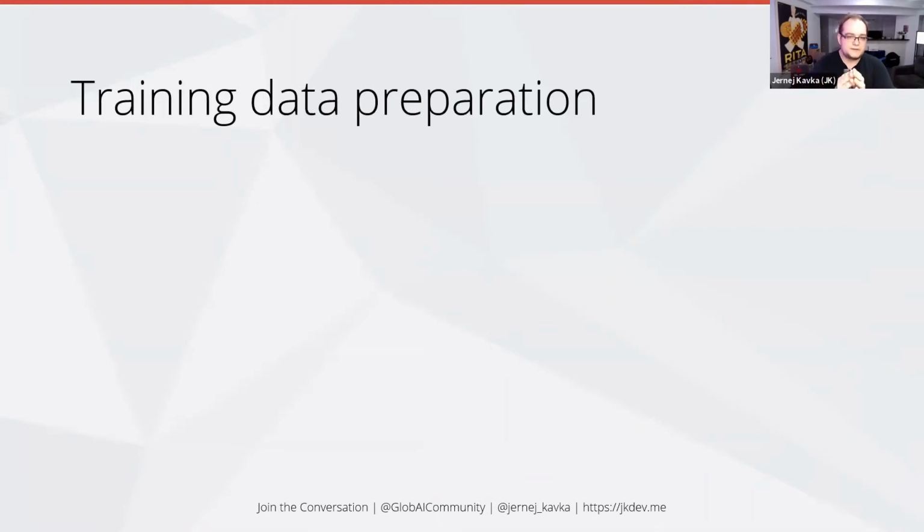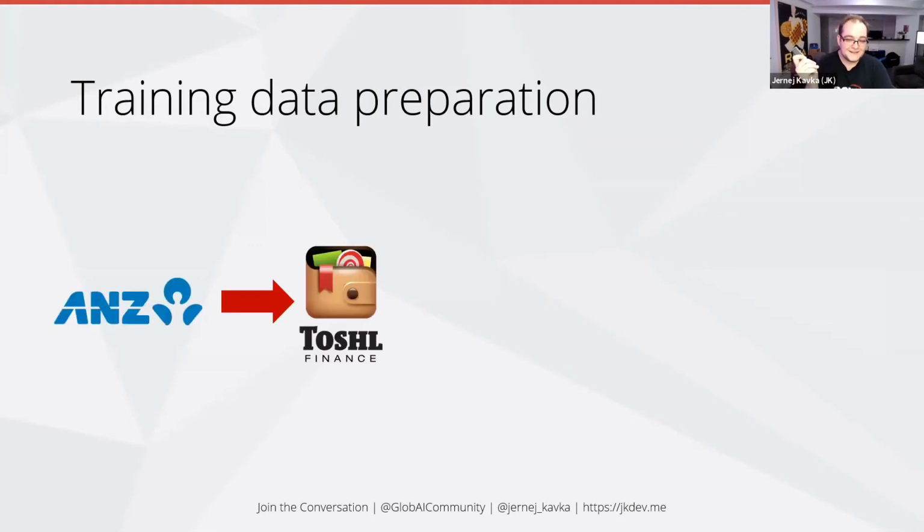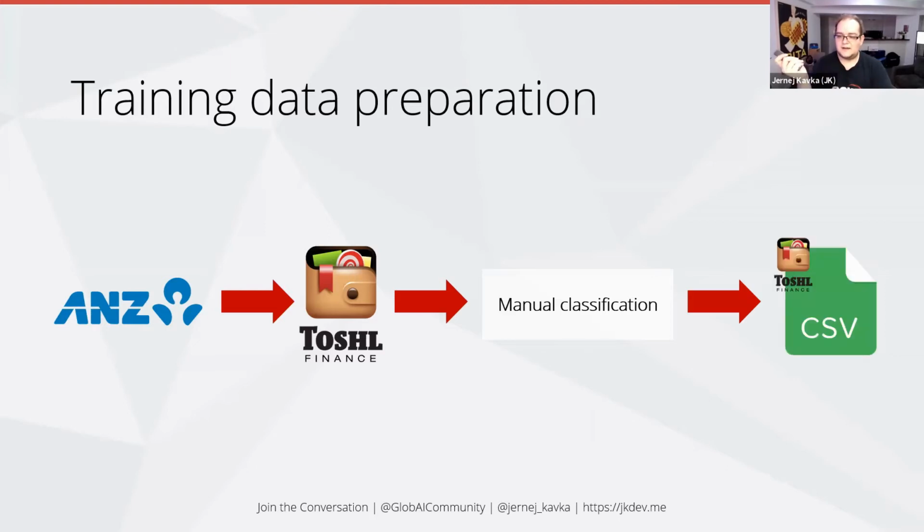So before I go to Visual Studio, I need one thing, and that's data. My training data is coming from a real bank that has been imported into an app called Tushel, which basically allowed me to classify all of the bank transactions for the last 4 years. Yeah, about 4 years, manually. So at the end, I was able to export this as a CSV.